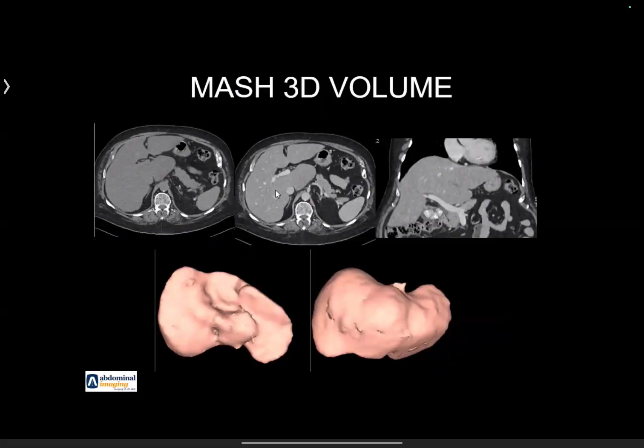Here it's a little more advanced, the fissures are prominent and some degree of nodularity is coming up, and this is how the liver looks. I also call it the lumpy bumpy liver, and initially when it is swollen everywhere, I call it a sumo liver.